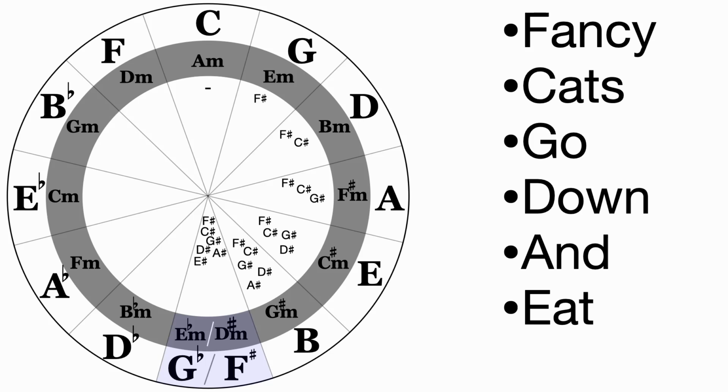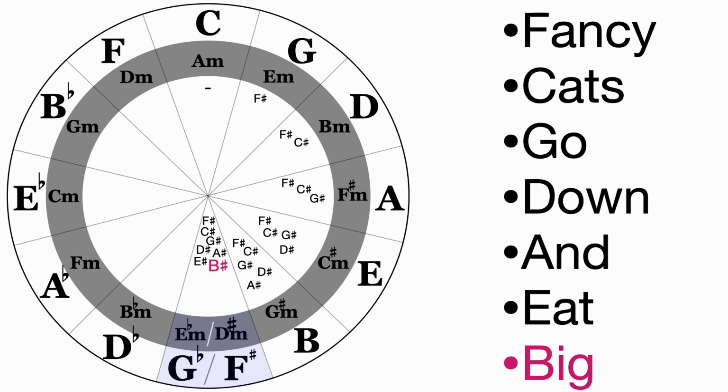It doesn't typically show you C sharp major. If it did, C sharp major is the only key that has a B sharp in it. So if you want to keep that a little bit more aligned, fancy cats go down and eat big, right? And that's just the way that I remember it. That covers all seven sharps within the musical spectrum. So this is how I remember which keys have sharps associated with them.